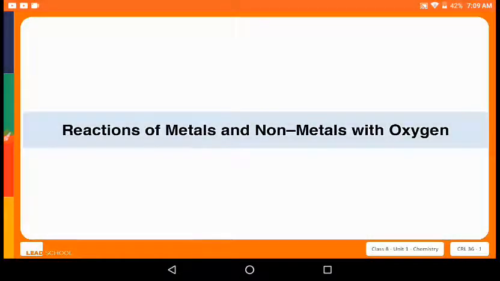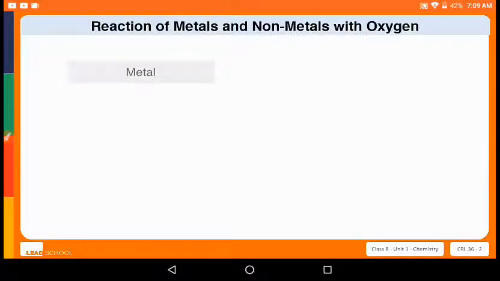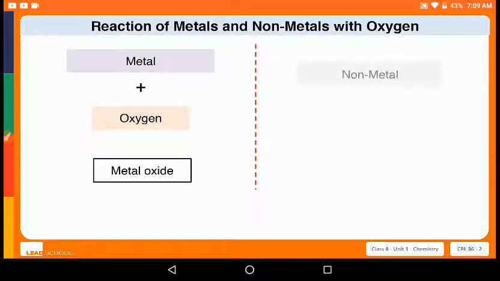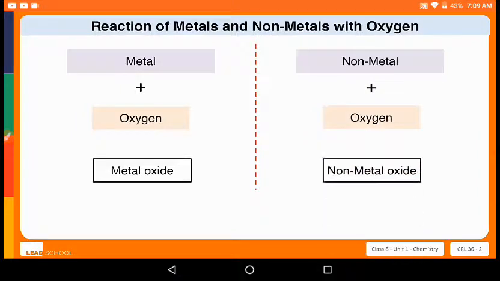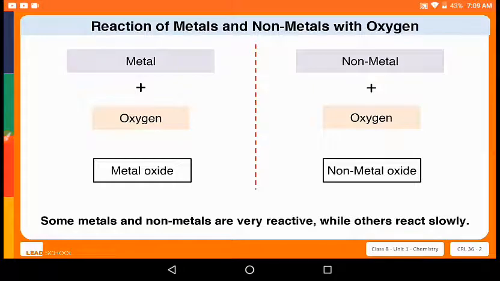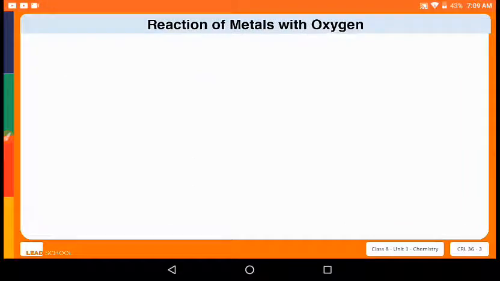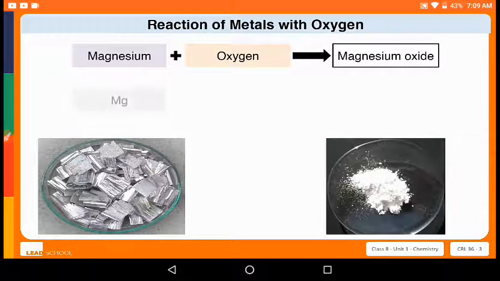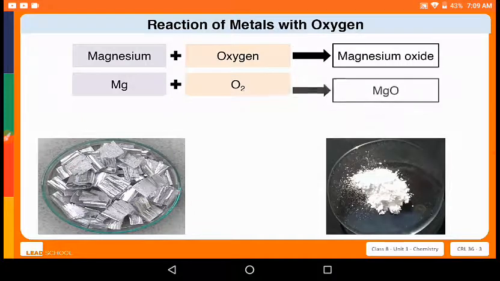Let us learn about the reactions of metals and nonmetals with oxygen. Metals react with oxygen to form a metal oxide. Nonmetals react with oxygen to form a non-metal oxide. Some metals and nonmetals are very reactive, while others react slowly. In class, we observe the reaction of magnesium with oxygen. Magnesium plus oxygen gives magnesium oxide, or Mg plus O2 gives MgO.